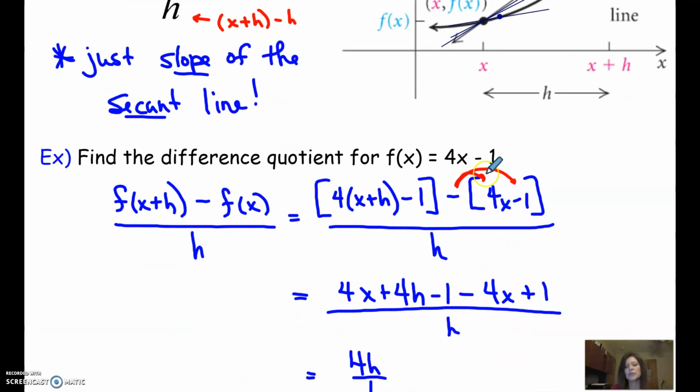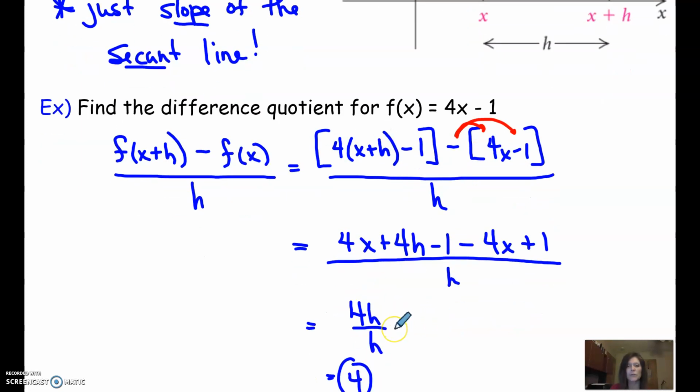Now to distribute, here I'm going to change some signs. I'm going to have to multiply in that first one, and then I look through and notice that I have some terms that are going to cancel, and I reduce down to 4h over h, but then again I can reduce a little further and get a simple answer of 4. Well, if we remember something about lines, we know y equals mx plus b, so this number in front of the x is our slope, so it shouldn't be too shocking that our answer was 4, because that's the slope of the line, period.